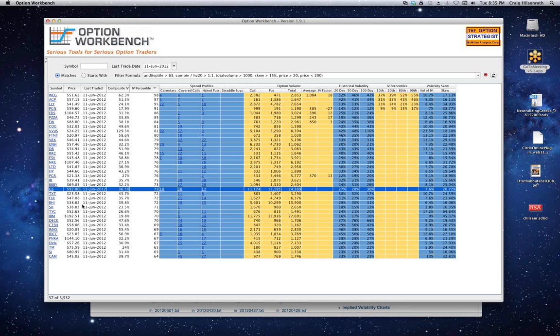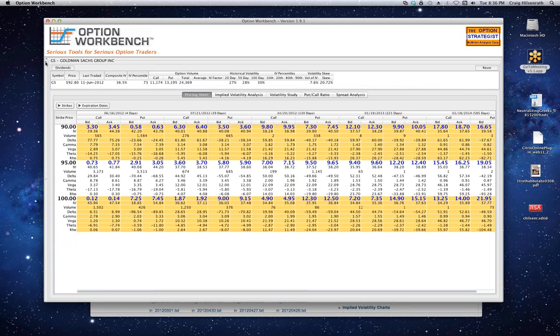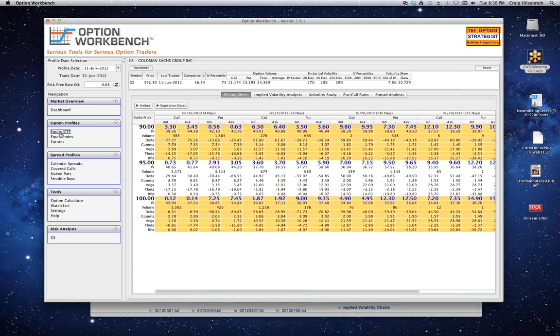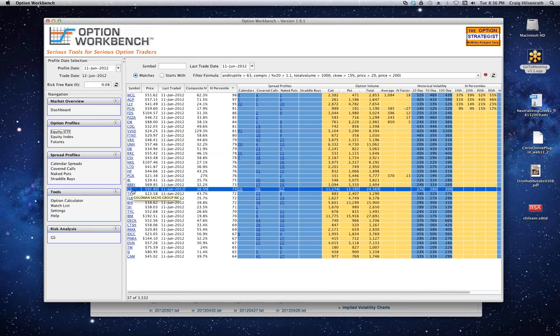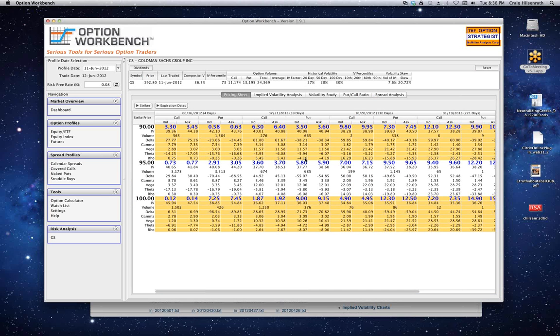So I skipped down here to Goldman Sachs, which is something that most people will recognize. And what I did was, let me just go back here for a second. I put the mouse over the symbol and I clicked on it. You can see that the cursor changes to the little link hand cursor. And when I did that, Option Workbench loaded the data for Goldman Sachs, the details for Goldman Sachs, and brought me to this detail area.